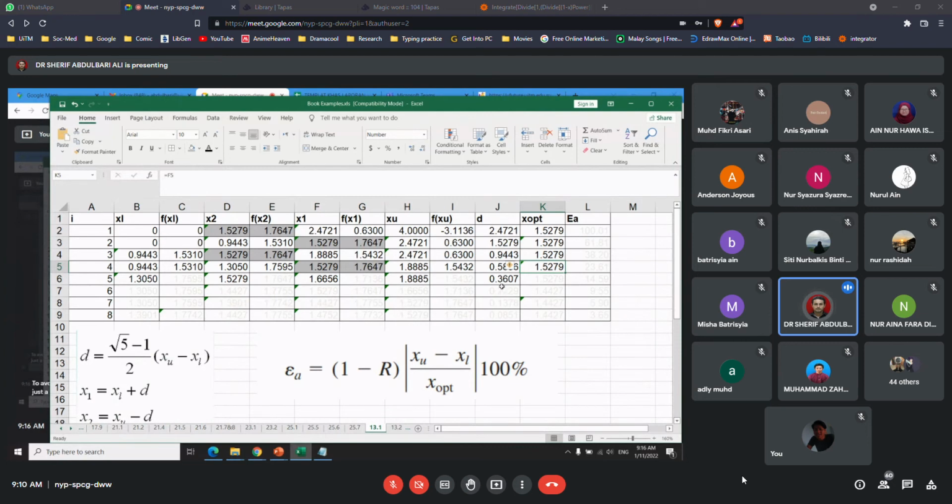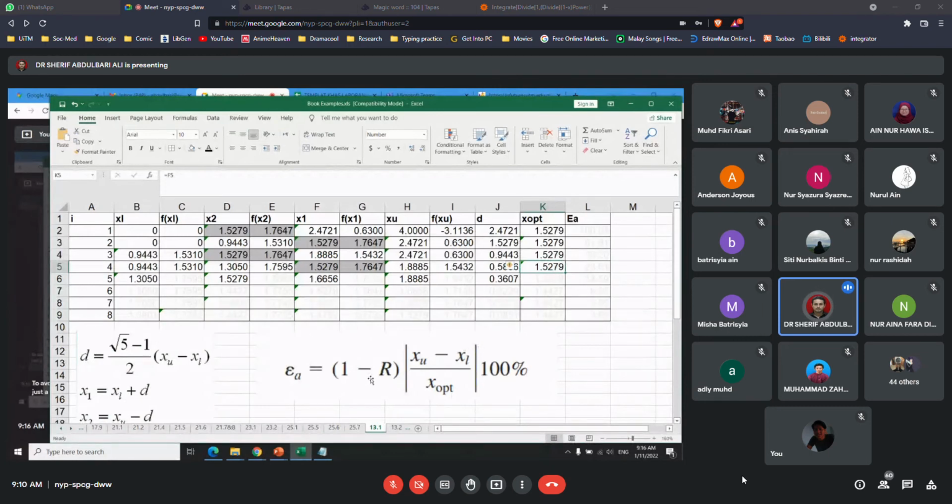So you are going to continue the same calculation for each iteration, because you don't know when you are going to stop. There are two ways to know how you are going to stop when you are using the golden section. First, if the question is asking you to calculate the error. So how to calculate the error?